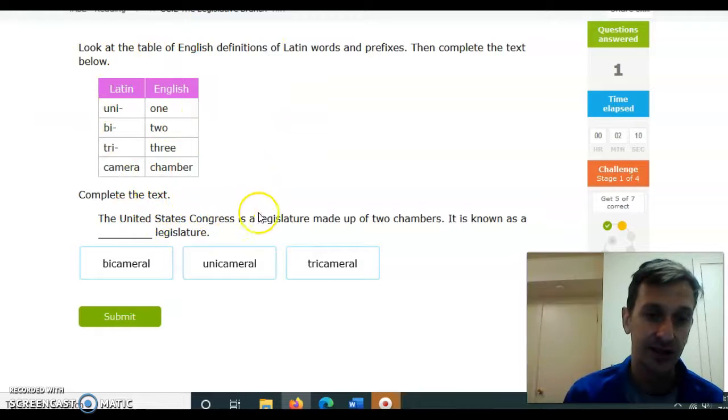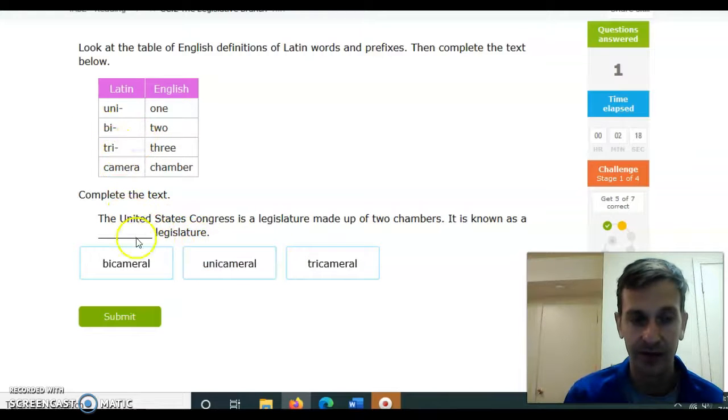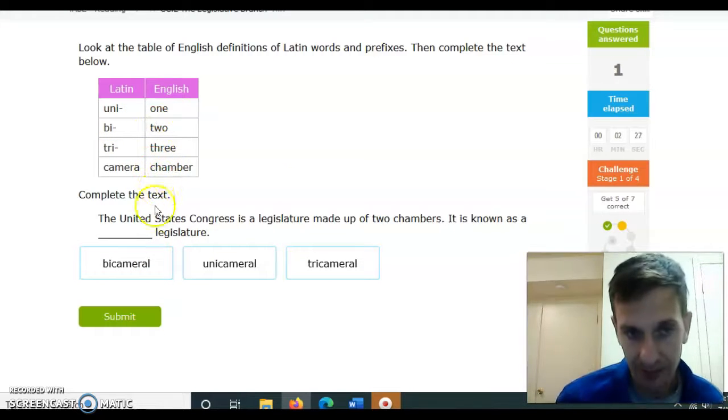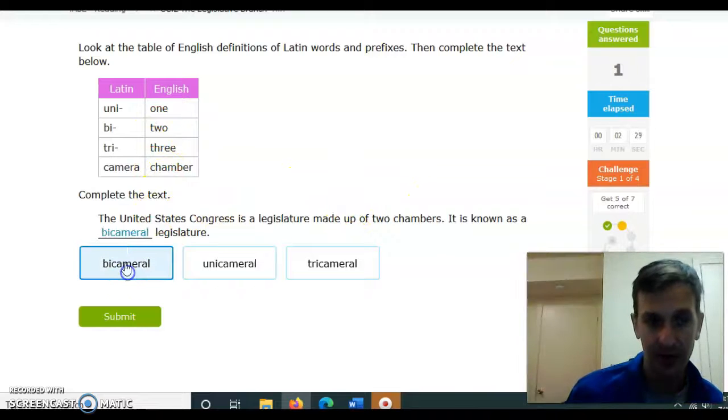If the United States Congress is a legislature made up of two chambers, it is known as what? So we know two means bi. Right there we can find our answer. Cameral means chamber. So bi, two, chamber: two chambers, bicameral.